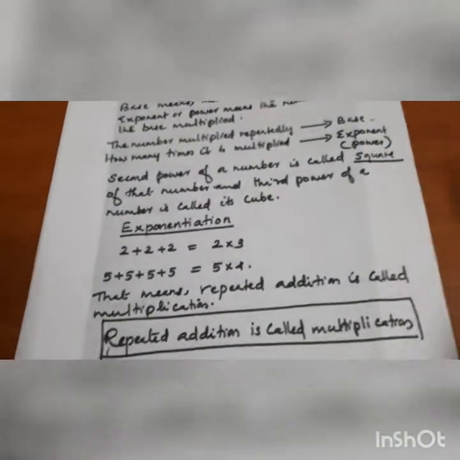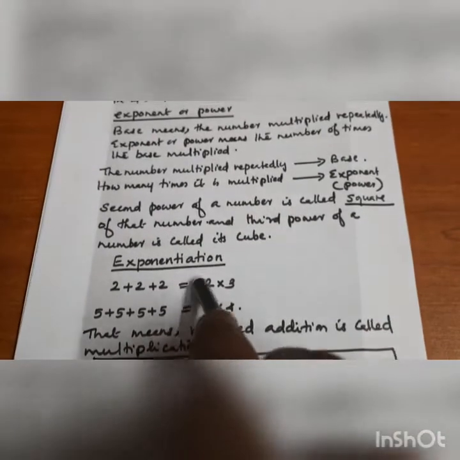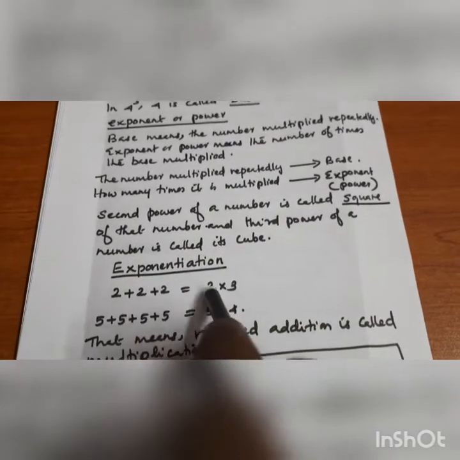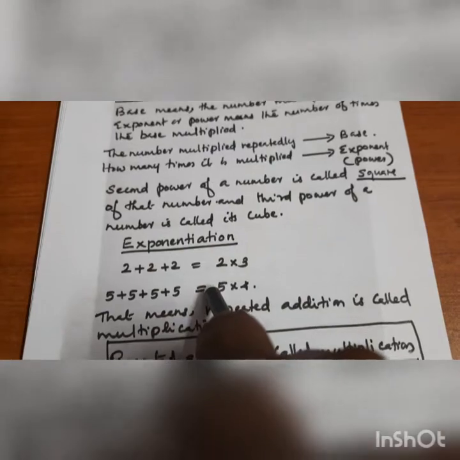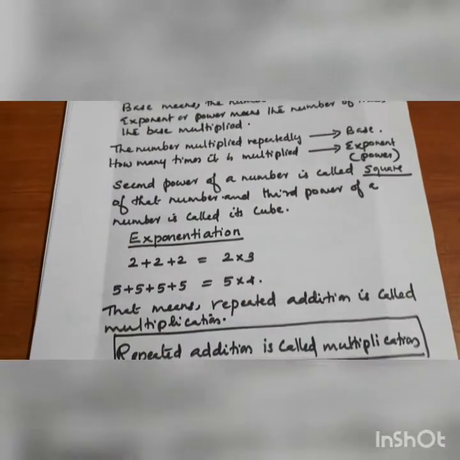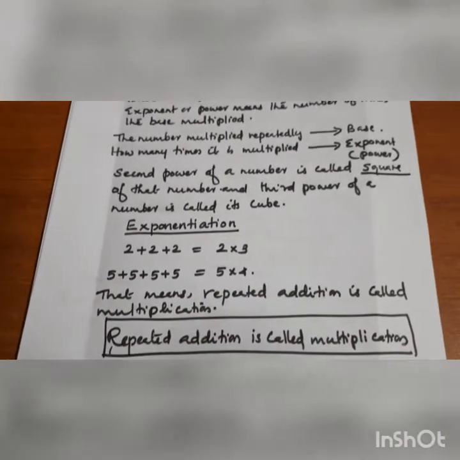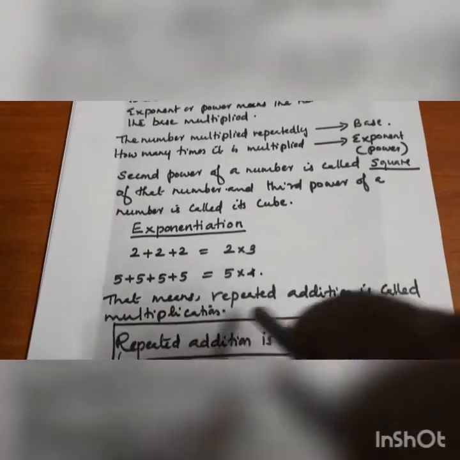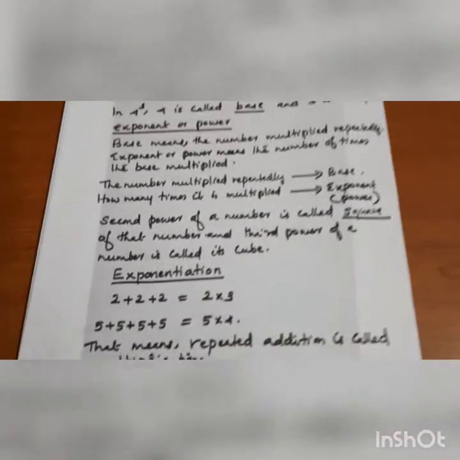Then exponentiation. 2 plus 2 plus 2: 2 is added 3 times, or otherwise you can multiply 2 into 3. 5 is added 4 times, or you can multiply 5 into 4. They both give the same answer. That means repeated addition is called multiplication.